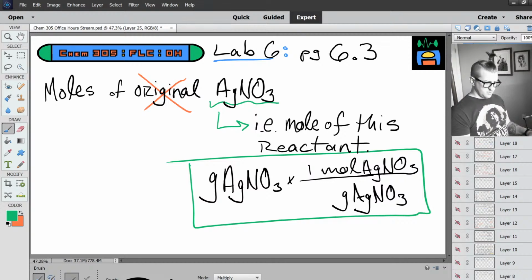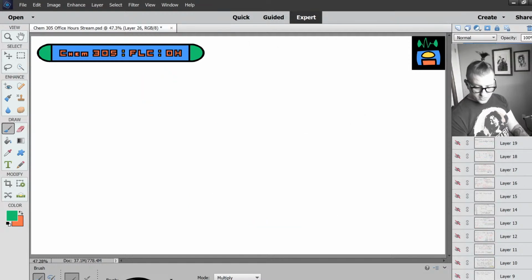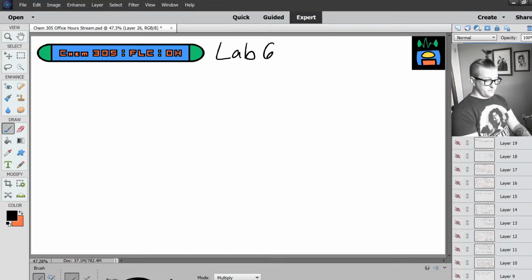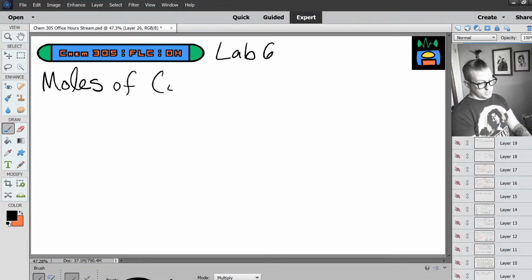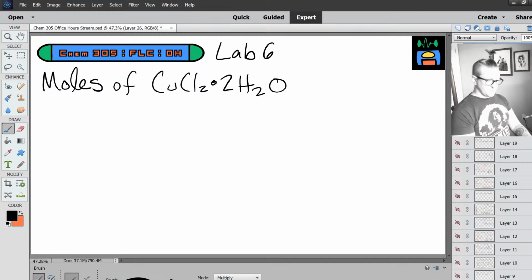Okay. I have one more thing to say. Hopefully that's enough to get you started, with the exception of when they ask you for moles of your copper 2 chloride, and they say of original copper 2 chloride, but as we've established, it's just the moles of reactant. Here, you're going to calculate this in the same way, right?